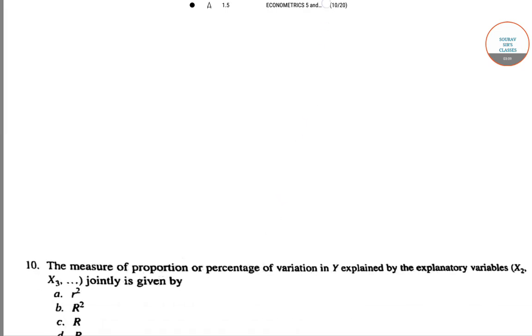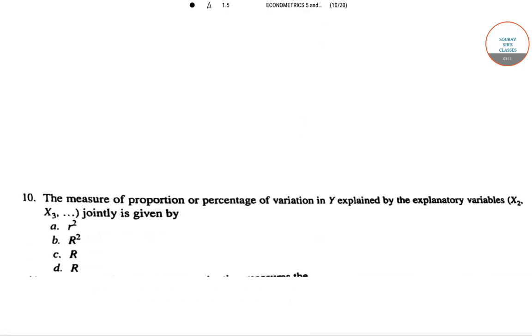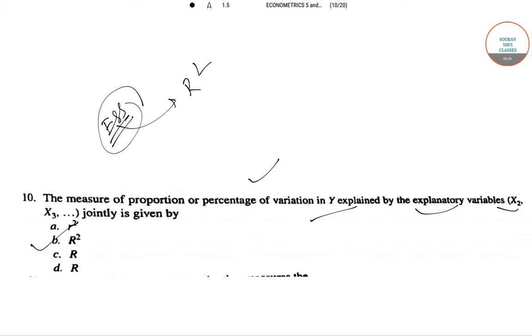Now, moving to the next question, which is question number 10. The measure of the proportion or percentage of variation of y explained by the explanatory variables jointly is given by the ESS, or explained sum of squares, which is actually given by R square. So R square is the correct answer.